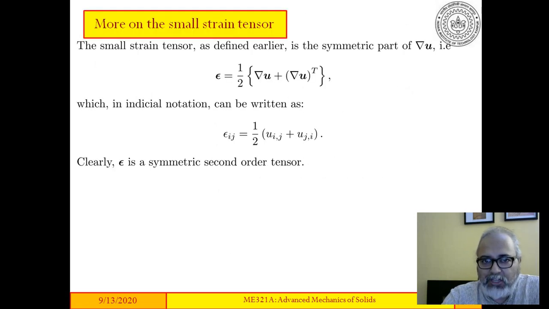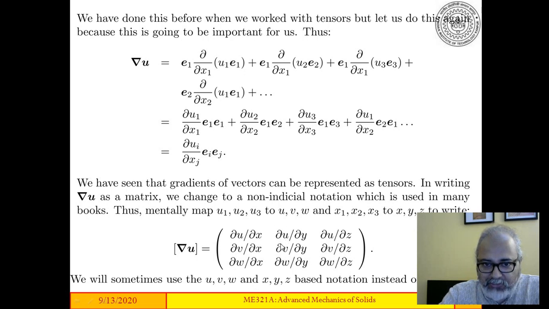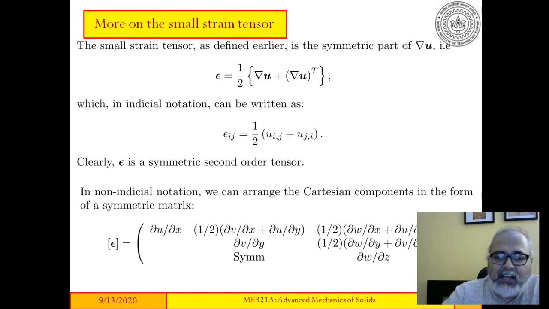Nabla u plus nabla u transpose, and you get a symmetric second order tensor, which is, oh, don't forget the half in front. So half nabla u plus nabla u transpose is simply the addition of this matrix representation of the tensor with this matrix representation of the tensor, with the half in the front, and it will give you the small strain tensor. So this is how the small strain tensor will look like.